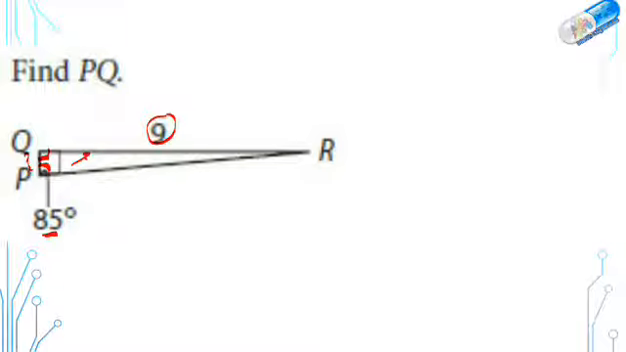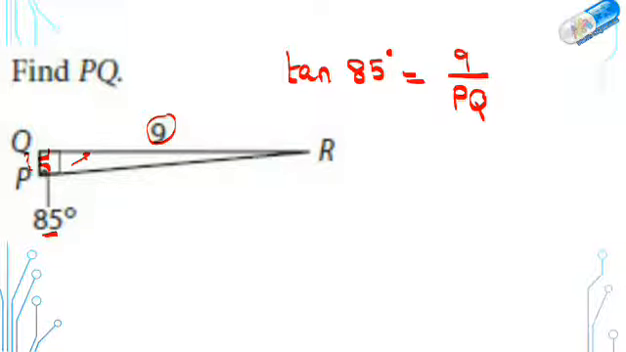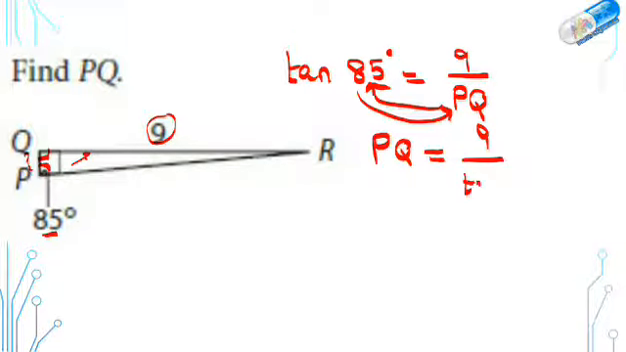Again, what is the relation between the opposite and the adjacent? It is tan. So tan is the function that relates the opposite with the adjacent. So we write tan 85, which is the angle given here, equals the 9 over the unknown PQ. So again, we exchange the places with the tan. So this means that PQ equals 9 over tan 85. On the calculator, you calculate 9 divided by tan 85, you will find it's 0.79.